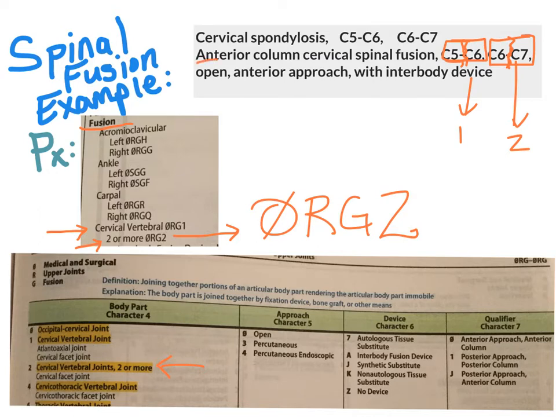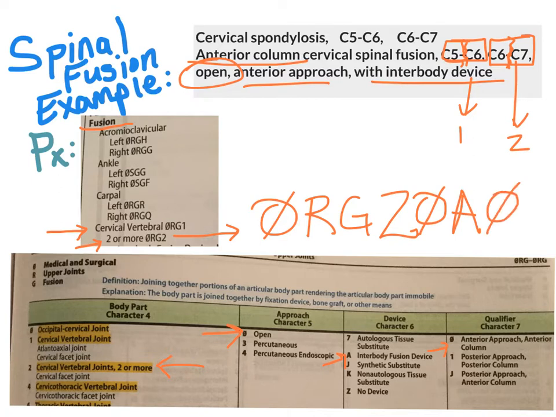Then it tells us we have an open approach, 0. Then the device, they tell us, is an interbody fusion device, character A. And then we have anterior approach, anterior column. This leads us to the qualifier character of 0. So final code 0RG20A0.